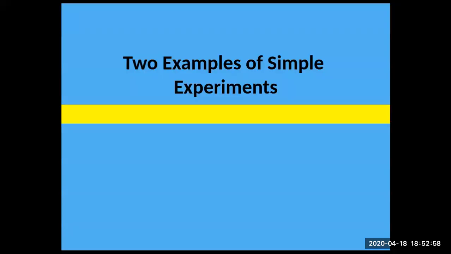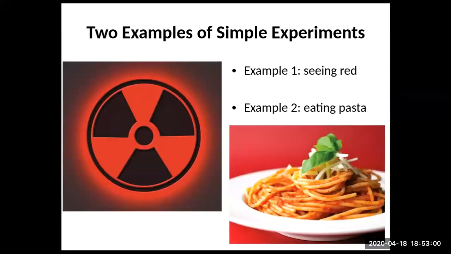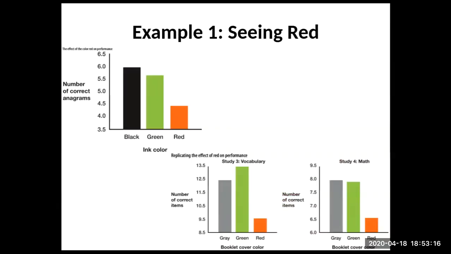So here's our examples of two simple experiments. Number one, the example is called seeing red. Example two would be eating pasta. Yum, for most of you at least. So let's go to the first one called seeing red. So what we see here is a few graphs, and let me go over the background of the experiment before I go over what these graphs say, and hopefully we'll get a little better at reading graphs as we go along as well.